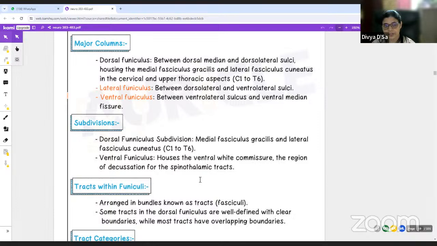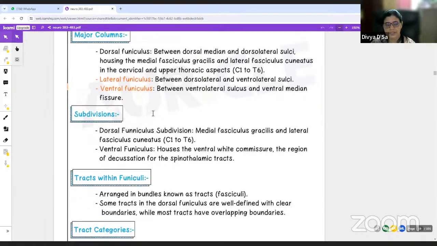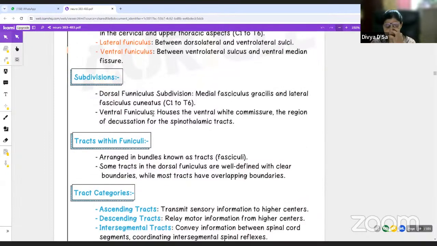So lateral funiculus is between the dorsolateral and the ventrolateral sulci, and the ventral funiculus is between the ventrolateral sulcus and ventral median fissure. Subdivisions. Now, this dorsal funiculus is subdivided into medial fasciculus gracilis and lateral fasciculus cuneatus. The ventral funiculus has the ventral white commissure, the region of decussation for the spinothalamic tracts.